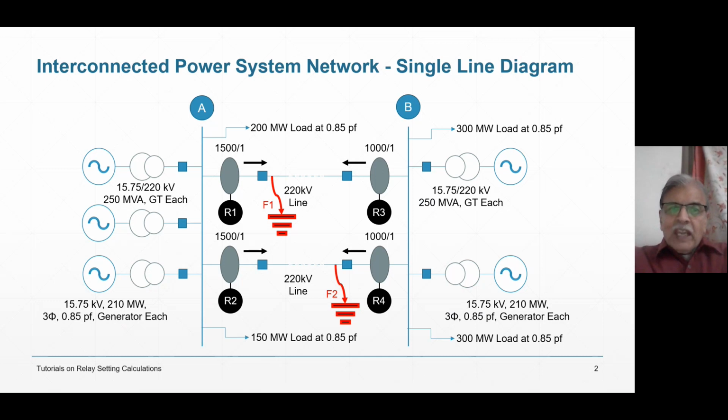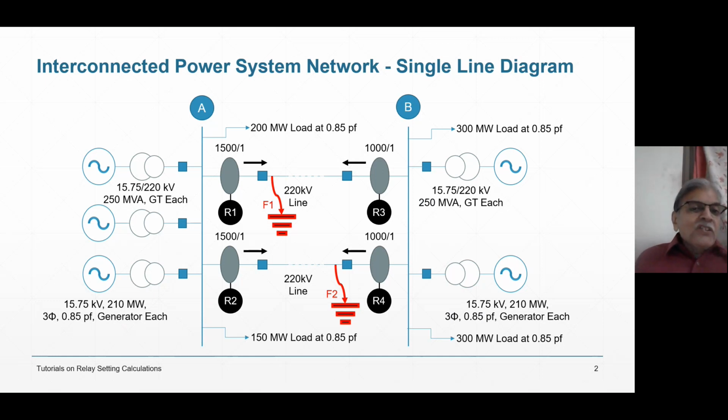I've got load on bus A, 200 megawatt and 150 megawatt, total 350 megawatt of load at 0.85 PF lag. And on the other bus B, I've got 300 plus 300, that is 600 megawatt load at 0.85 PF. I'm not talking about generator relays now because I'm talking about the transmission line. So right now I'm talking about only four relays. Just think of a very simple system, two buses, two transmission lines and four relays, and you will see how complicated the exercise is going to be, right?